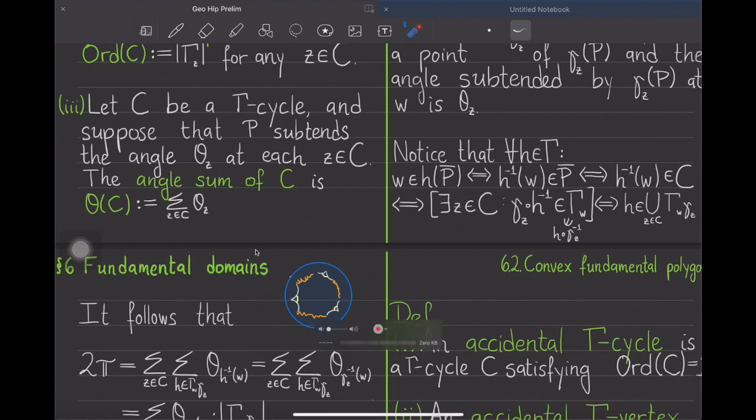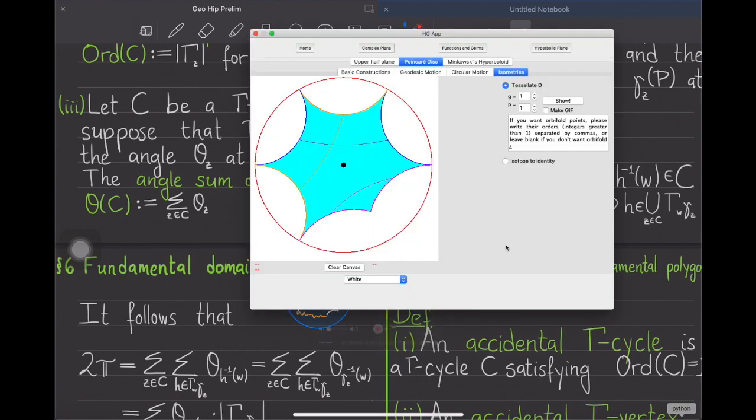For instance, in these pictures that I drew, here you have only one point. So this angle really is this whole sum, this angle sum. But that's just because my program computes a polygon where each of these elliptic fixed points is not gamma congruent to any other elliptic fixed point in that polygon that I draw.